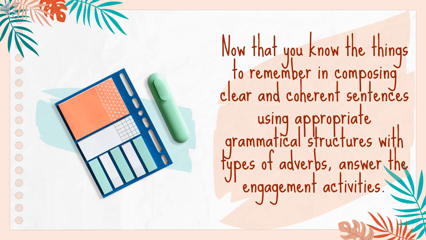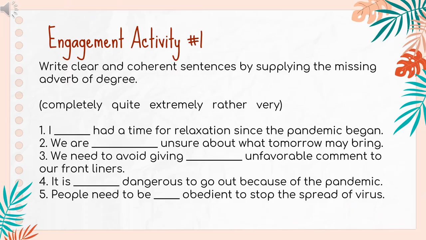Now that you know the things to remember in composing clear and coherent sentences using appropriate grammatical structures with types of adverbs, answer the engagement activities. Engagement activity number one. Write clear and coherent sentences by supplying the missing adverb of degree. Completely, quite, extremely, rather, very.